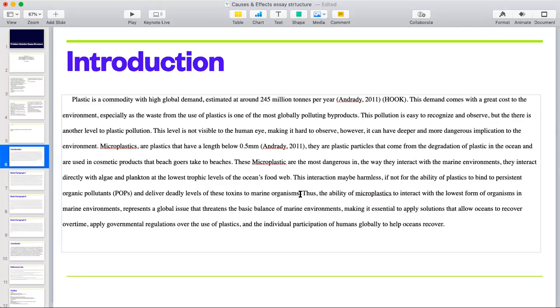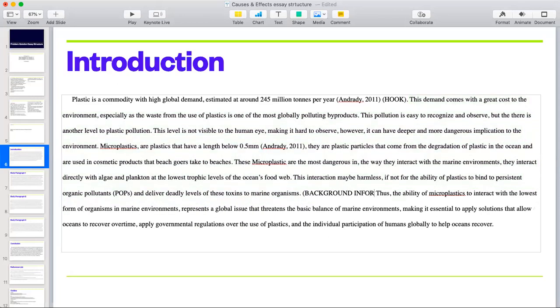So what is all of this? After the hook and before the thesis, what is this part? What should we call this part? Who can tell me? After the hook and before the thesis. Background information. Excellent, very good, excellent job.